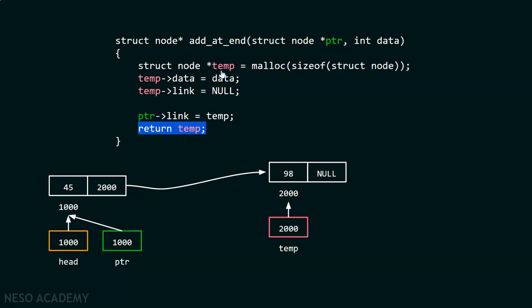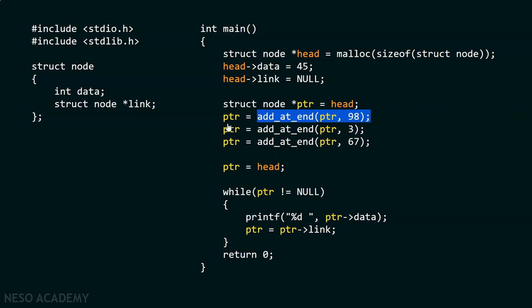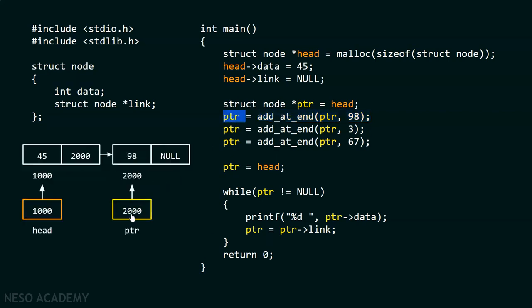Because temp is the pointer to a node, that is why it should be struct node star. This temp, that is the address 2000, is now received in the main function, which is received by this PTR. So PTR is updated by this address 2000, isn't that so? This means that PTR is now pointing to the last node of the list. This is the idea we should remember.